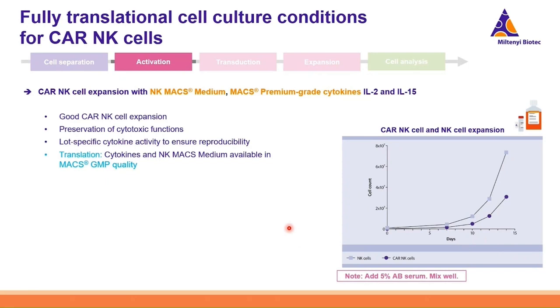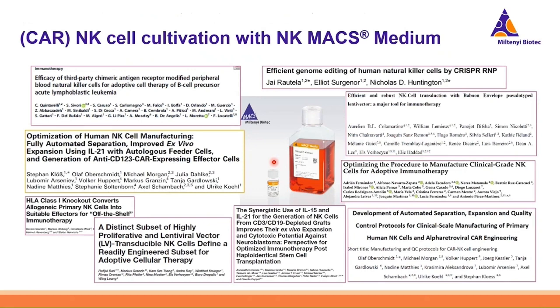Just to mention here, what is also very important when thinking translational later on, is that these premium grade cytokines have a lot specific activity. So this can be calculated and thus applied in a reproducible manner. And all of these reagents are also available in GMP. And just to highlight the medium once more, it has been used already for NK cell expansion, but also with regards to CAR-NK cell engineering. So there are some references and proofs that this medium is really widely used by the community.